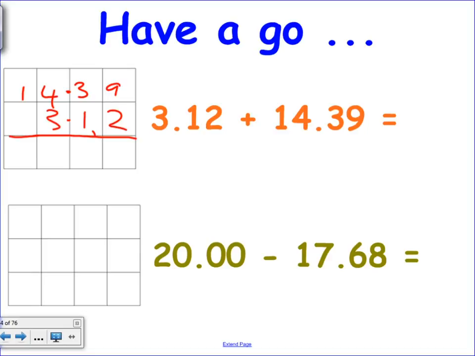2 plus 9 is 11. 3 plus 1 plus 1 is 5. 4 plus 3 is 7. And a 1 there. Happy? Happy days. Good. And then the 20, no different. You can put the £20 up.